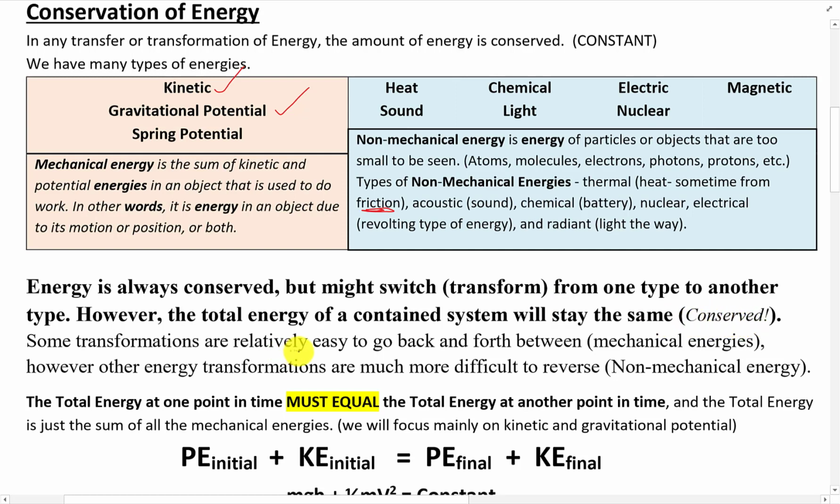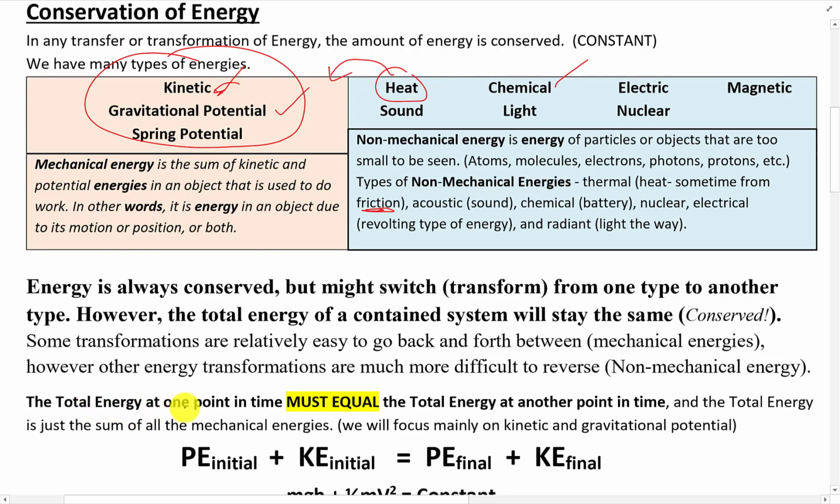Some transformations are relatively easy to go back and forth, mechanical energies, and that's why we're easily dealing with that. And then some are not so easy, like putting it to heat, and that's really hard to go back from heat to kinetic and stuff like that. And some of these other ones are harder. Oh, chemical, that's like chemical batteries. You can take the chemical out and get electric, and then the electric turns a fan, which is back to kinetic. So you can do it.